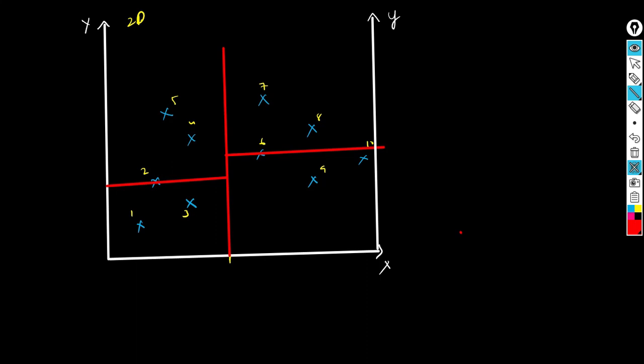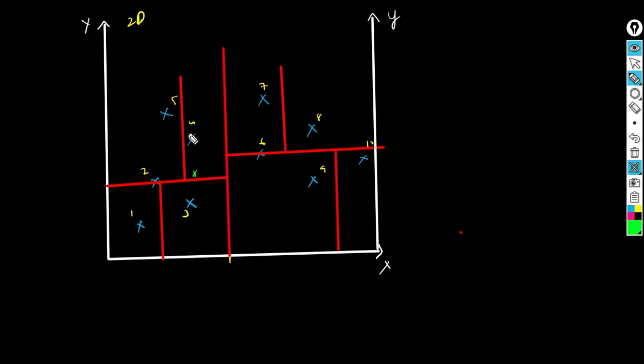Now let's go with the x-axis. Here we have 2 points, and the median value is like this, and here also there are 2 points, the median is going to be here. Similarly, the median of these 2 points is going to be here. And similarly, the median of these 2 points is going to be here. In this way, we have created the axis parallel lines to the data that we have.